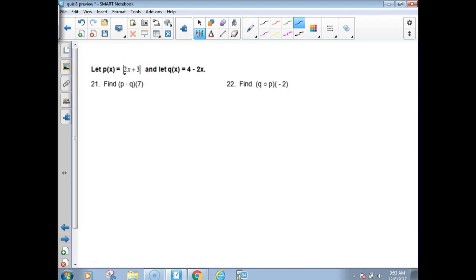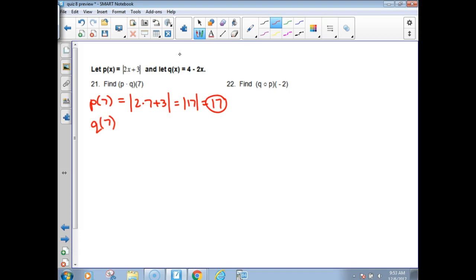Okay, got p of x is the absolute value of 2x plus 3, and the q of x is 4 minus 2x. The first thing says to do the p times q of 7. So I would do the p of 7 and the q of 7, and then I would multiply them. All right, so the p of 7 is putting 7 into that absolute value, 2 times 7 plus 3. That's 14 plus 3, which is 17, and the absolute value of 17 is 17.